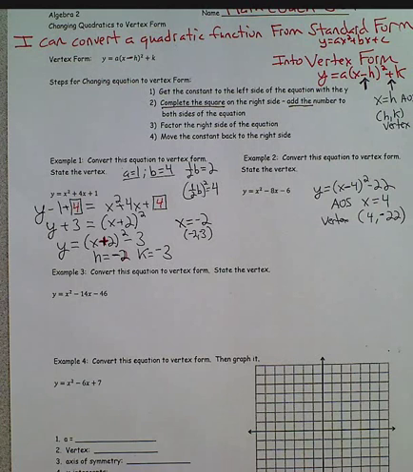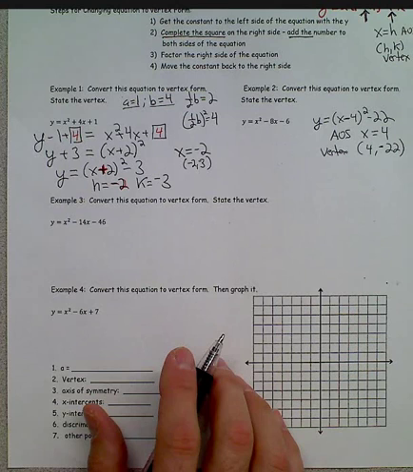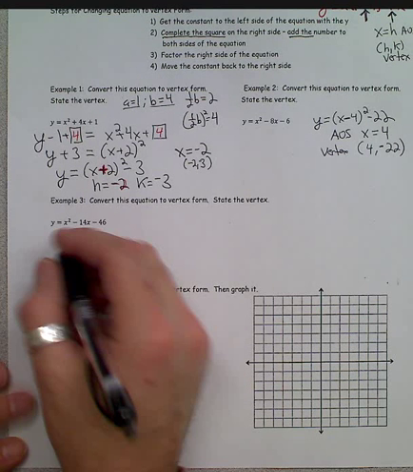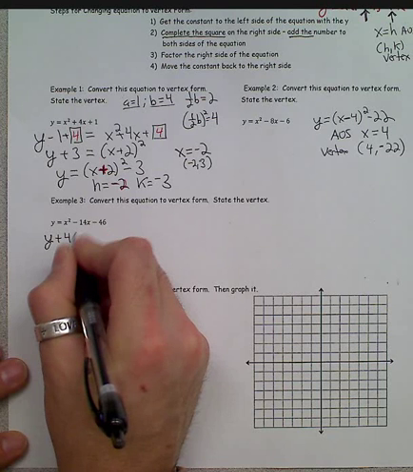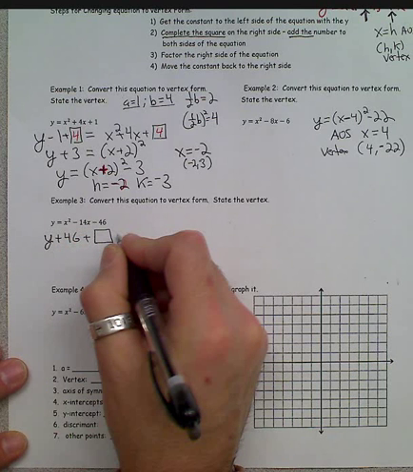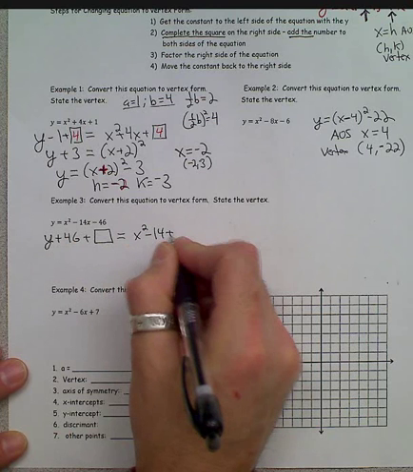My third example is here in the middle of the paper. And here I am going to go through that process again. I'm going to move over the 46, add a box. Over here I'm going to have the x squared minus 14x plus the box.